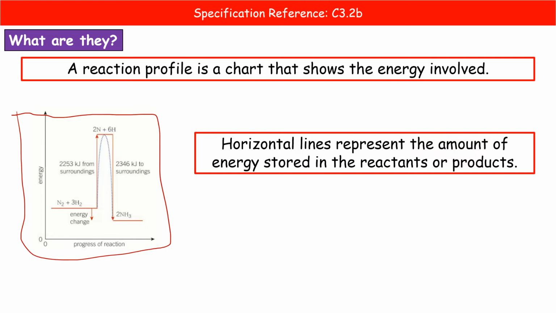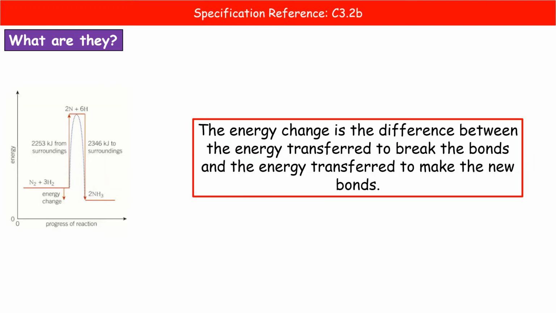So we've got two horizontal lines that we can see. We've got one on this side just here and one on the other side just there. The one on the left is the energy in our reactants. The one on the right is the energy in the products. We then have two other key bits that we need to know. One is the change in energy between the reactants and the product, which we call the energy change.